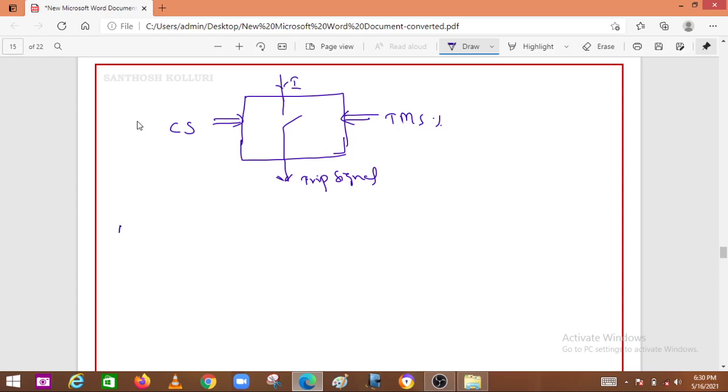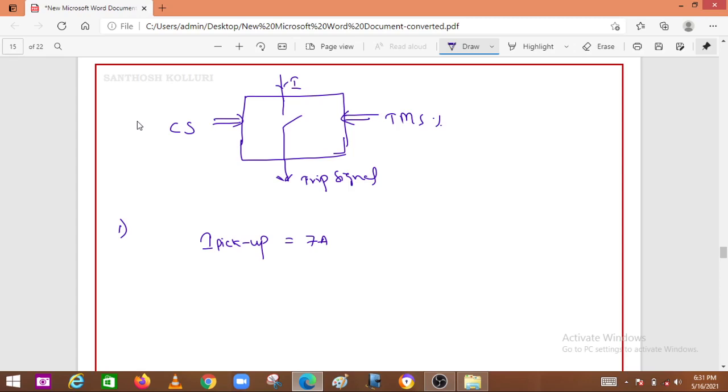So what is the instantaneous overcurrent relay? Actually, the instantaneous overcurrent relay operates immediately if the fault current exceeds the pickup value. We have already given the pickup value to the relay. For example, this is 7 amperes. So the instantaneous relay will operate immediately after the current exceeds the pickup value.